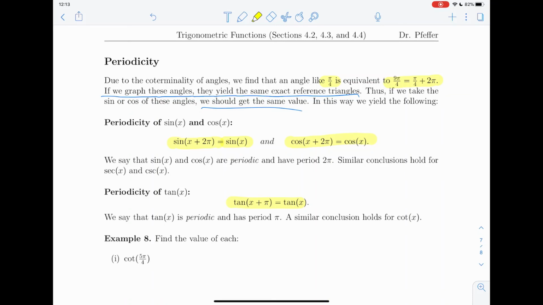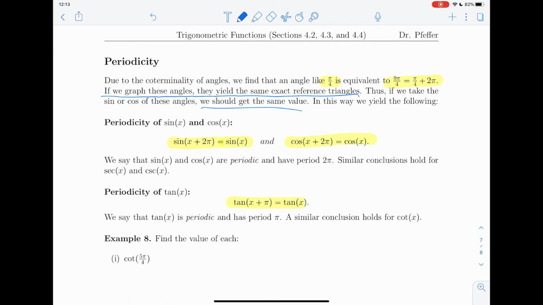This can be really, really useful. For example, if you want to find the sine or cosine or the cotangent of an angle that is really, really, really big, if it's wrapping around and around and around so many times, what you can do is you can unwrap that angle, bring it back to reality, and then determine the sine and cosine of that.